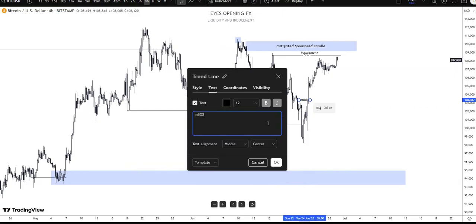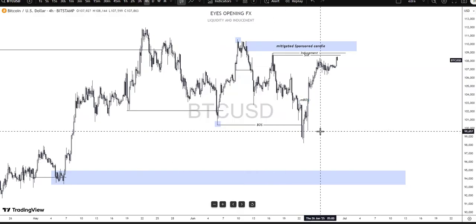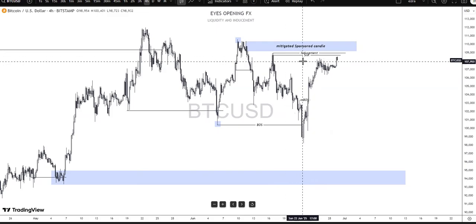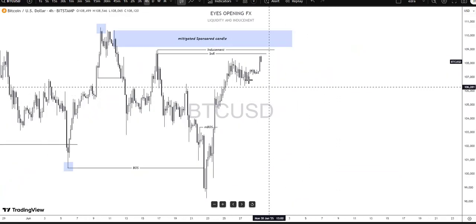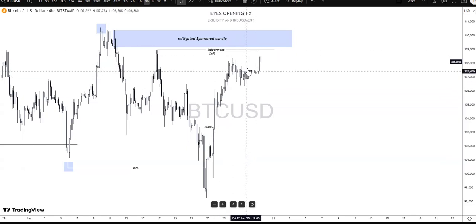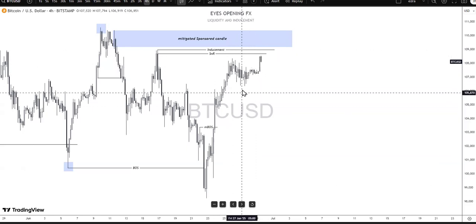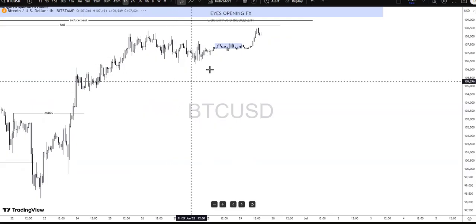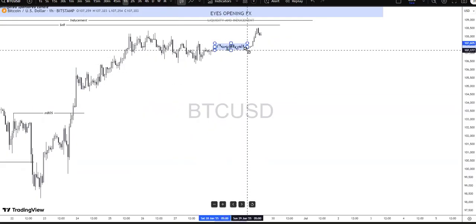Since we have this minor break of structure right here, we expect the market to give us this pullback right here. Now, the next thing is, where will the market likely sell? Right here, we have consolidation and expansion upside. Apart from that consolidation, we also have another consolidation that the market formed around here on this 4 hour time frame. If you shift to the 1 hour time frame, you can see the consolidation even clearer.